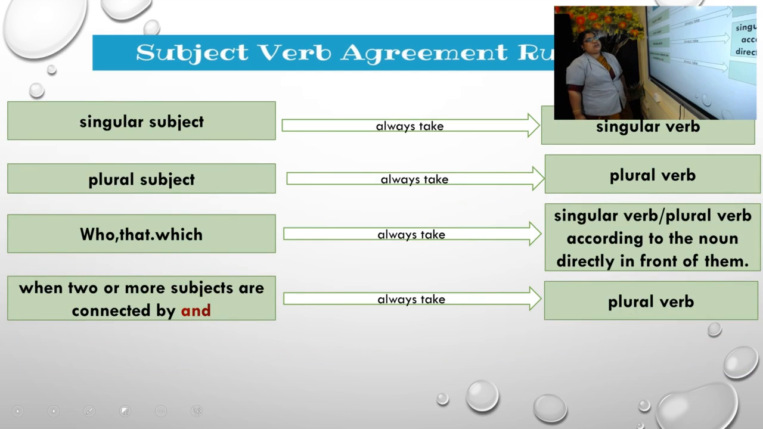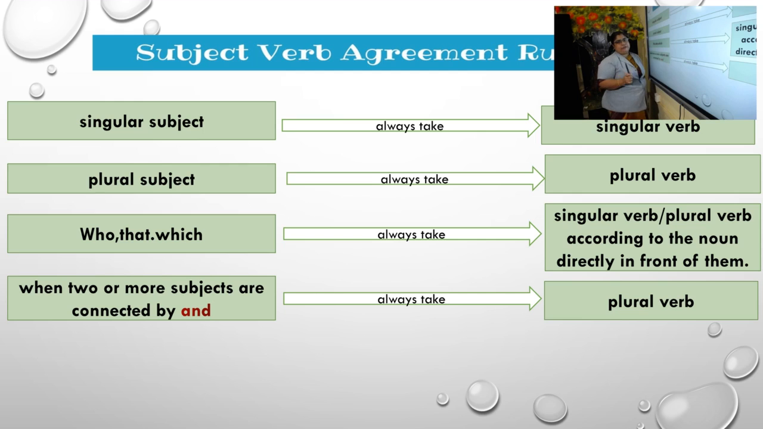Look at the next one. Singular subject we have already studied: a singular subject always takes a singular verb, and a plural subject always takes a plural verb. That's clear. Now look at this: who, that, which. These three words take a plural or singular verb according to the noun directly in front of them. If the noun is singular, they take a singular verb. If the noun is plural, they take a plural verb. They don't have partiality to anyone.